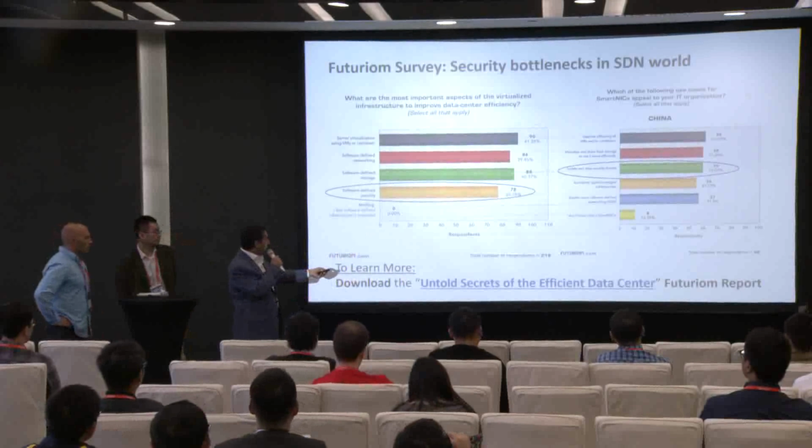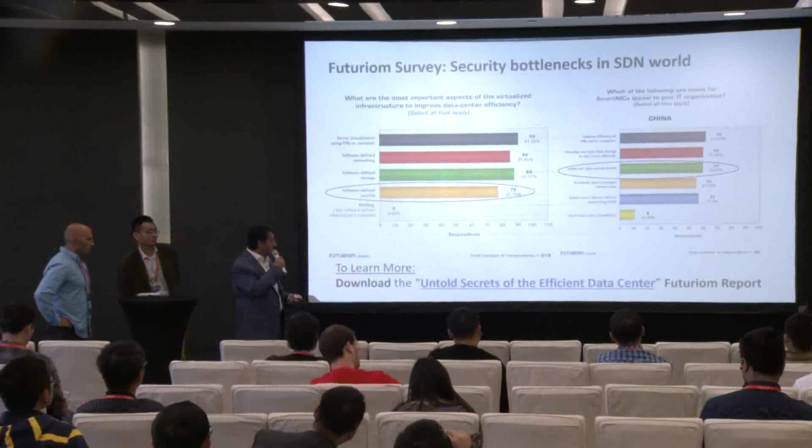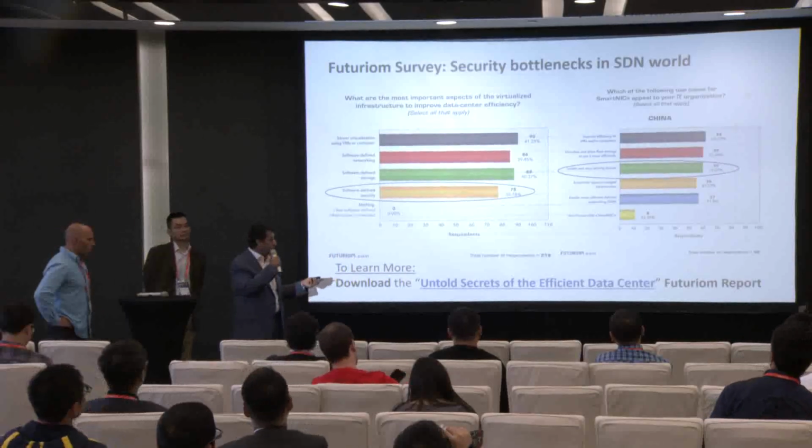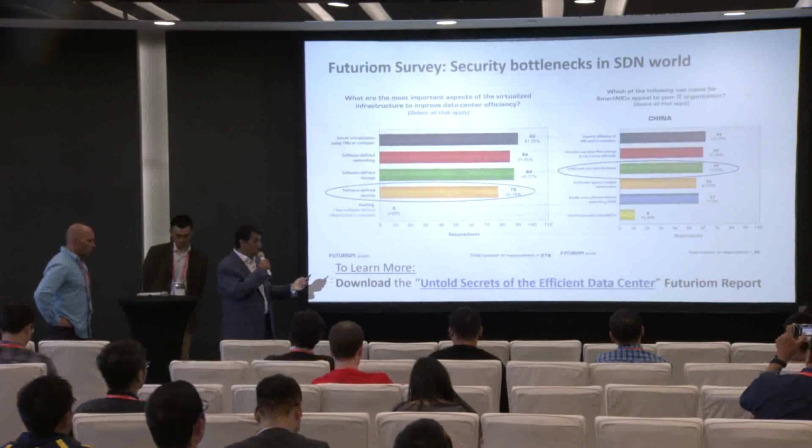You can download this report if you like. At the bottom there's a link. It's called Untold Secrets of the Efficient Data Centers. It's a 25-page detailed report, so very helpful.